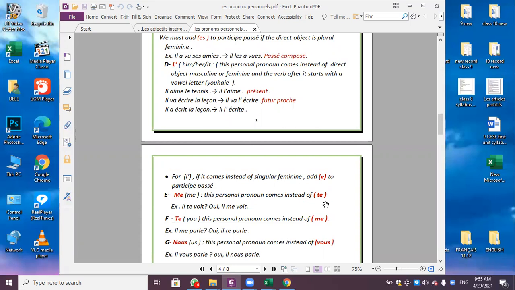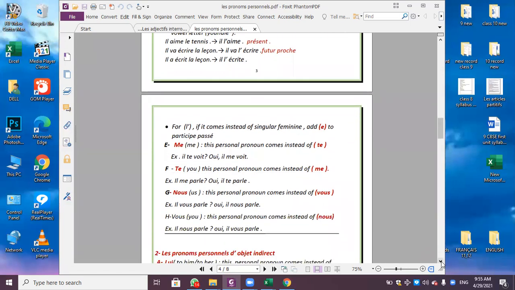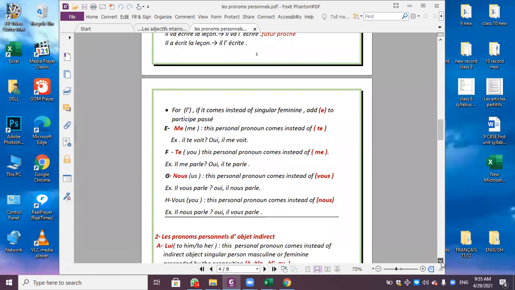Me comes instead of te: il te voit, oui, il me voit. Te comes instead of me: il me parle, oui, il te parle. Nous comes instead of vous: il vous parle, oui, il nous parle, etc.